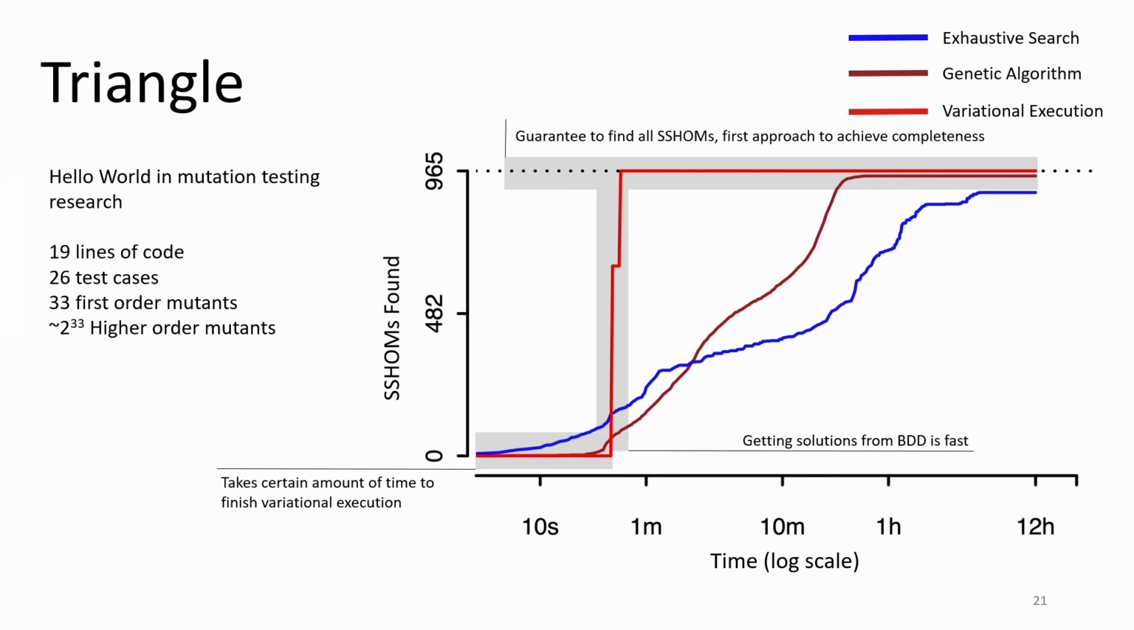Finally, we can see that after the spike, we are guaranteed to have found all the strongly subsuming higher-order mutants in the program with regards to the tests and the mutations used. We can see that the variational execution approach is able to find all the strongly subsuming higher-order mutants in a much shorter time period than the other approaches.